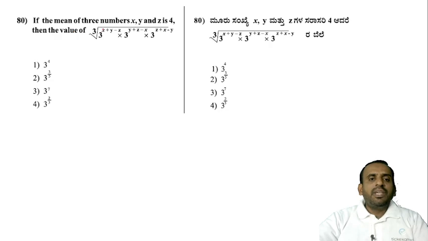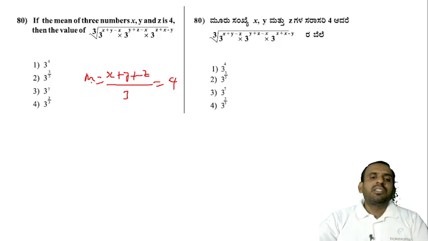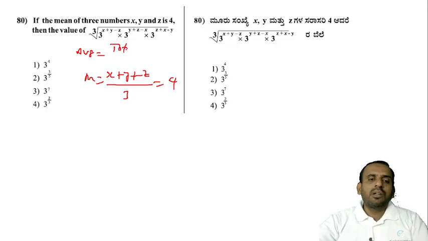If the mean of the three numbers x, y and z is 4, then the value of. So first let us understand, mean is equal to x plus y plus z divided by the number of numbers. 3 numbers we have. So x plus y plus z divided by 3 is equal to 4. Mean is nothing but average. Average formula is nothing but the sum or total divided by n. So here the total is x plus y plus z, divided by n, which means how many numbers? We have 3 numbers x, y and z. So 3. That average is nothing but 4. We will keep this. We have to use it later.